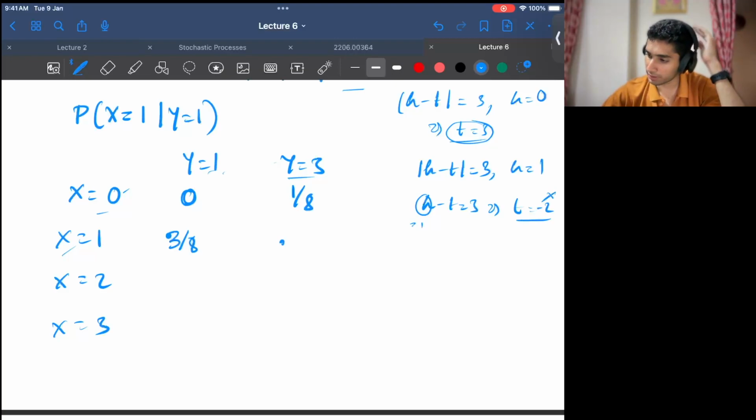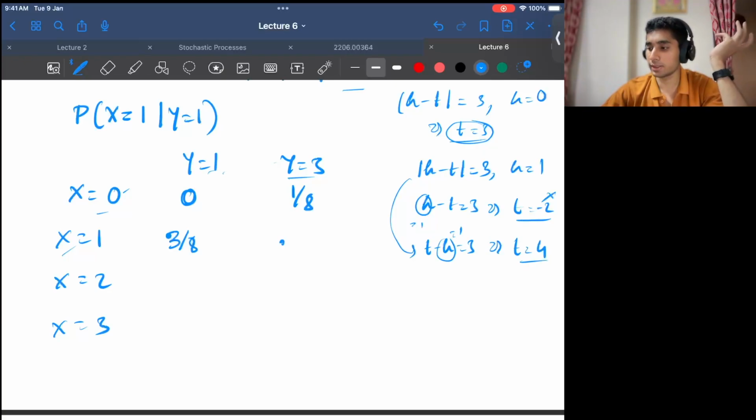What if this modulus opens up as negative? So t minus h is equal to 3 and h is equal to 1. This implies t is equal to 4. That is also not possible because if you're tossing the coin three times, it is not possible to get tails four times, right? So this case is just not feasible. So it's a zero probability thing.